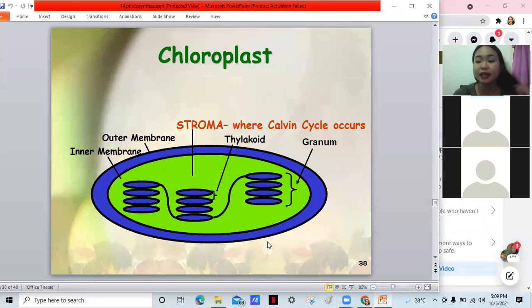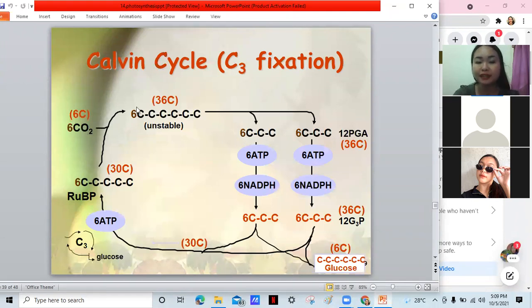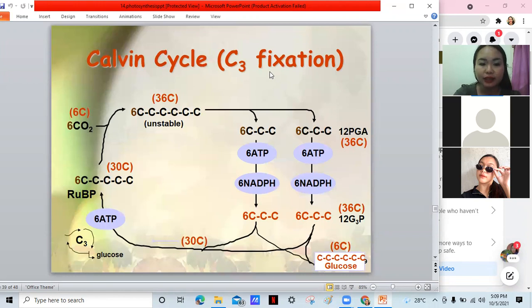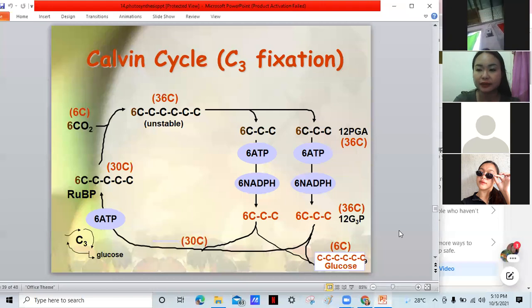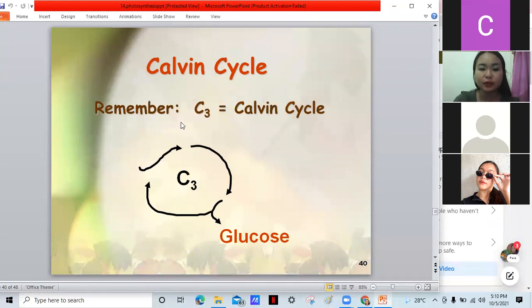You have seen last time in the animation how the Calvin cycle occurred inside the chloroplast. This is the stroma where the Calvin cycle occurs, inside the chloroplast. This is what happens in the Calvin cycle, C3 fixation. As you can see, it's actually a cycle, which uses different ATPs along the way to produce glucose as the end product. So this is the Calvin cycle, C3, which produces glucose as its end product.